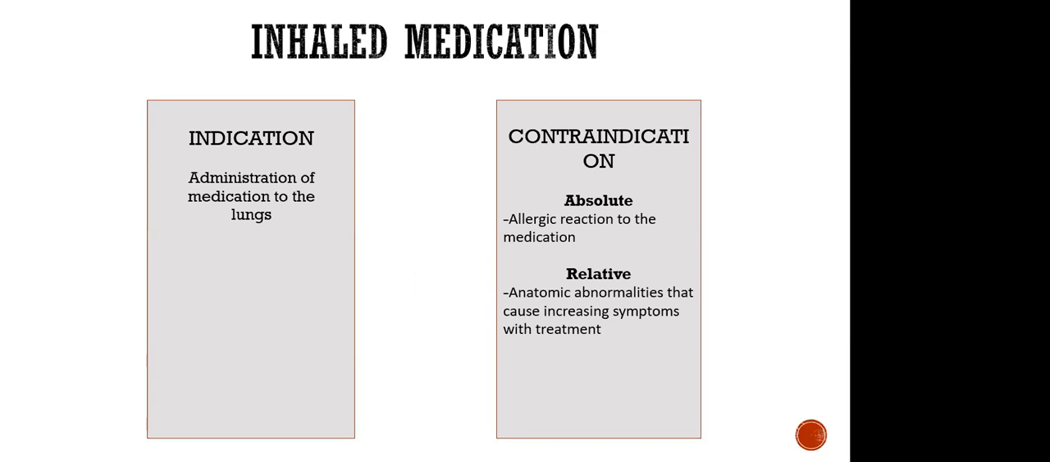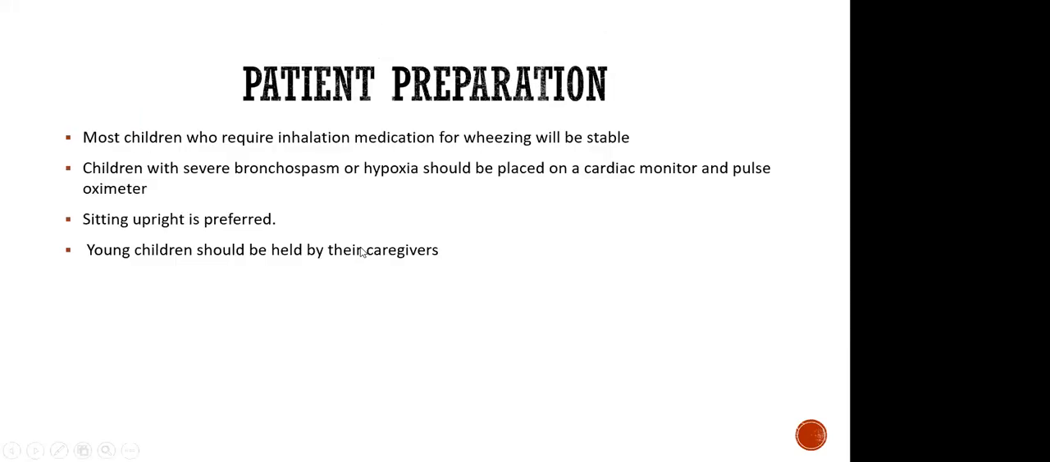Next. All right. So for patient preparation for nebulization, most children who require inhalation medication for breathing will be stable enough. Children with severe bronchospasm or hypoxia should be placed on a cardiac monitor as well as a pulse oximeter. Sitting upright is preferred, and young children should be held by their caregiver to comfort them and to make them feel safe.